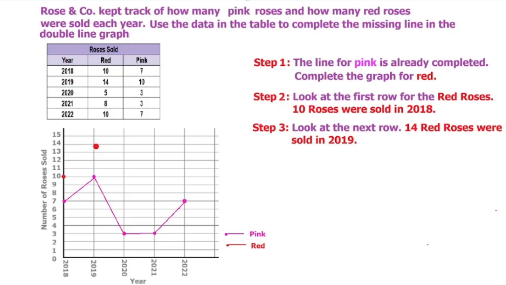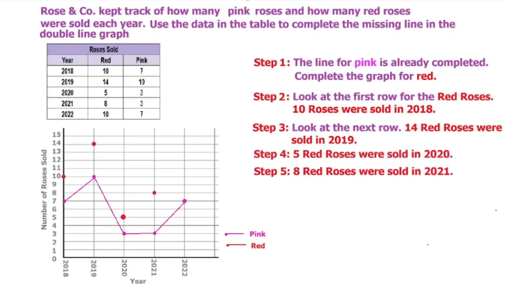So now step 4, 5 roses were sold in 2020. So that was that one. 5 were sold in 2020. And then in 2021, there were 8 roses sold. And that's this dot here. And the last one is 10 roses were sold again in 2022.